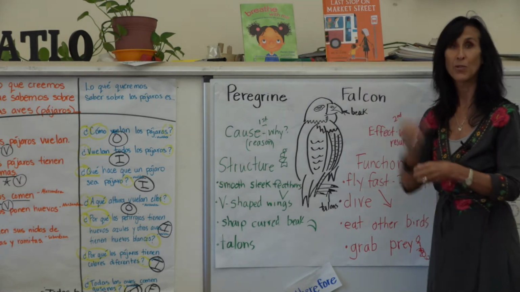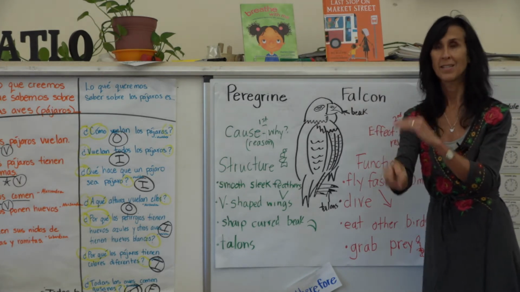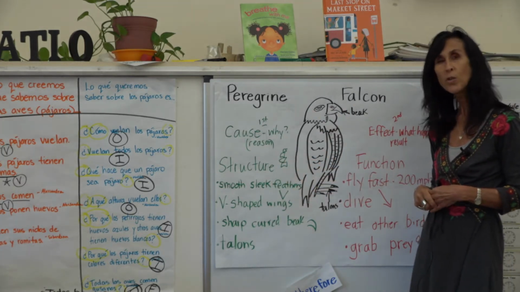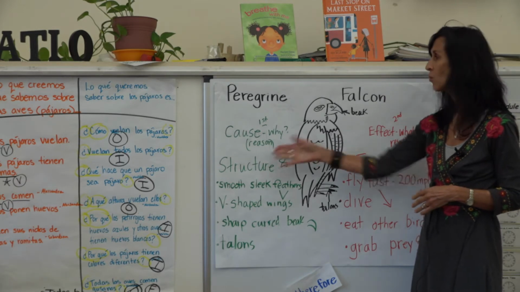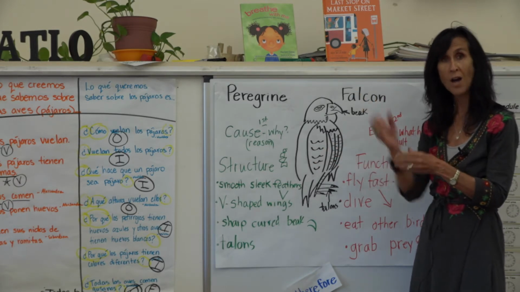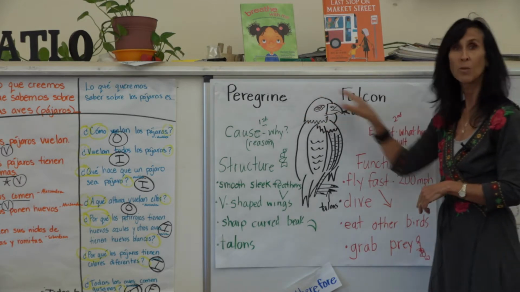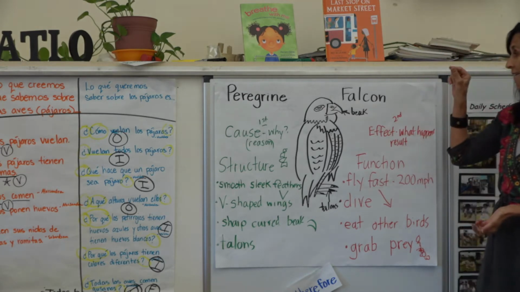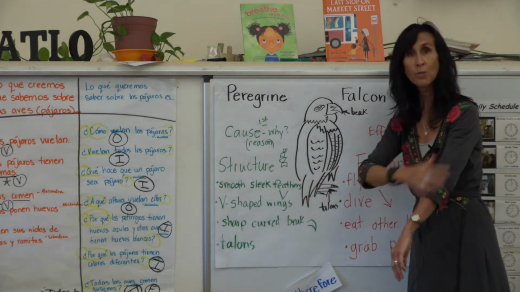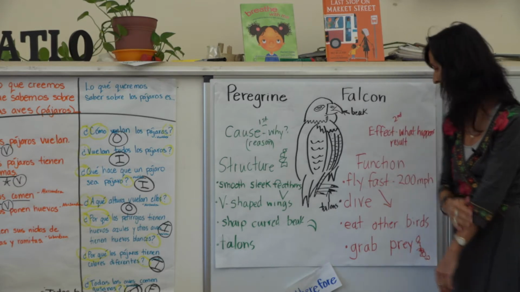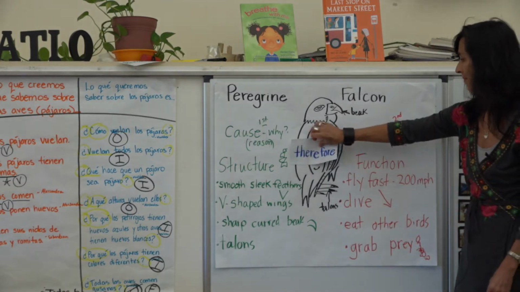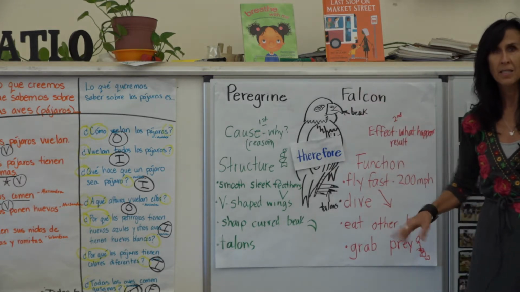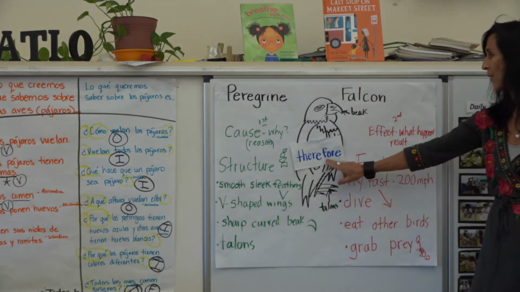Show me the sign language for cause and effect. Now we're going to practice using some words that you'll see when you're reading, when an author is trying to help you understand a cause and effect. We'll practice it with the language from our chart. The peregrine falcon has smooth, sleek feathers. Therefore, it can fly fast, up to 200 miles an hour.